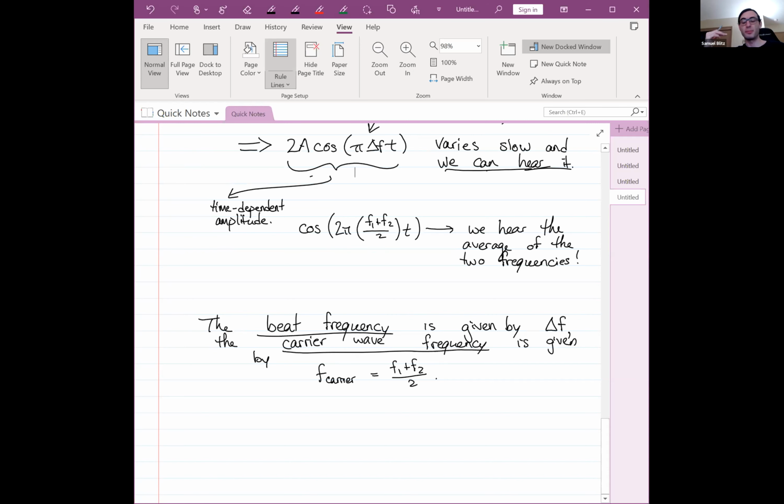And that's why, by the way, if any of you play guitar, or I suppose this would work on any string instrument, you can actually tune guitars this way. Actually, let me go grab a guitar really quick.